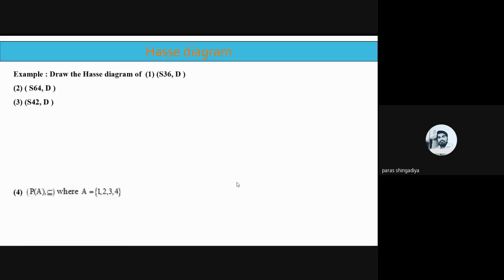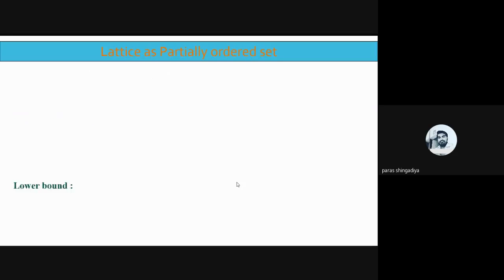Okay, that is the fourth one. That is an exercise part, I think. One or two examples that I gave as exercise, I think, are completed. And now today we'll discuss a lattice as a partially ordered set. The topic name is lattice as a poset.